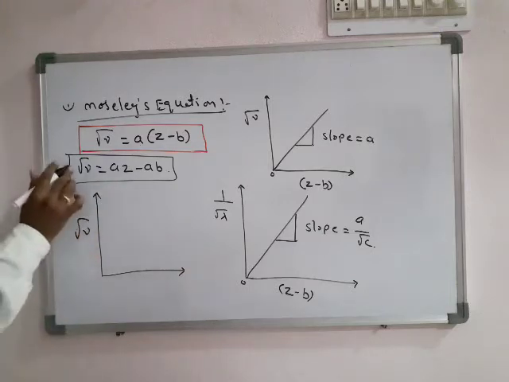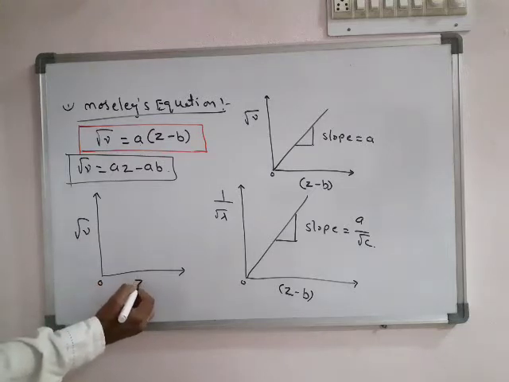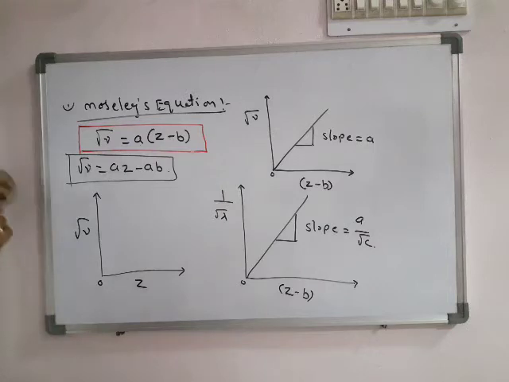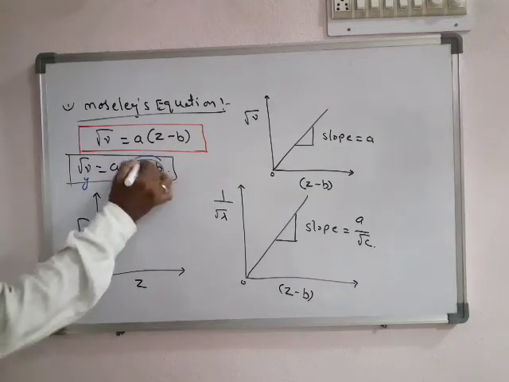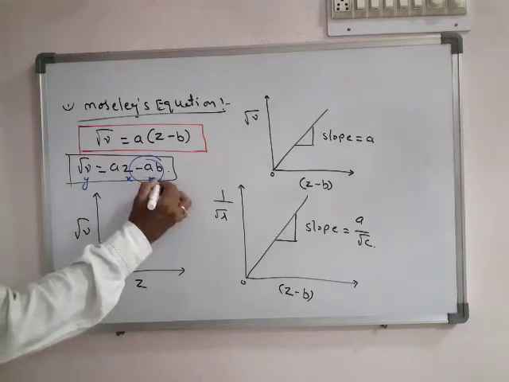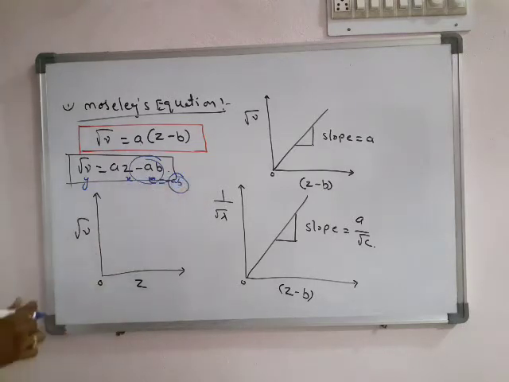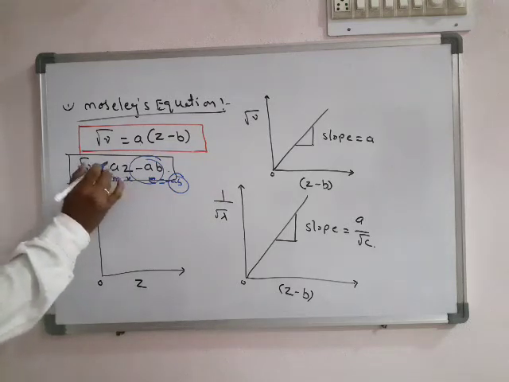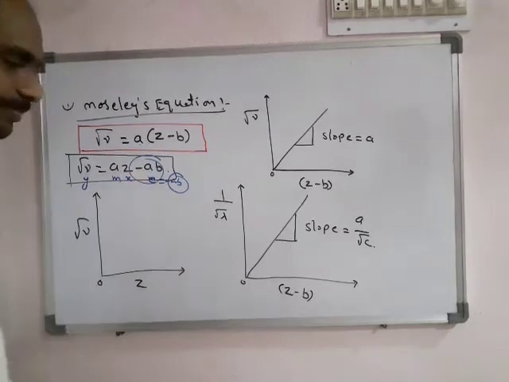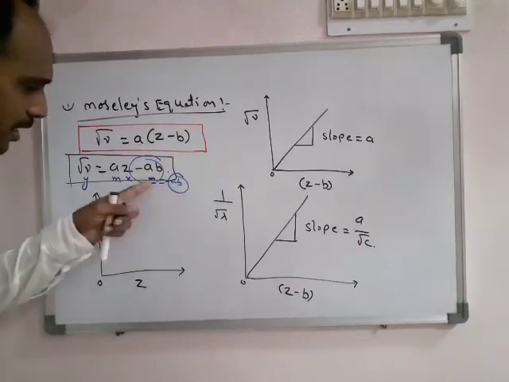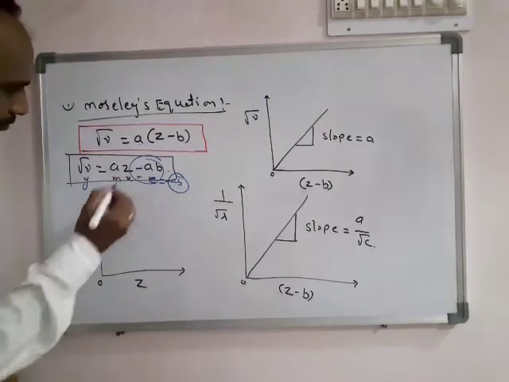See, take root nu on the y-axis and take z on the x-axis. Now what will be its shape? On the y-axis root nu is present, on the x-axis z is present. The remaining part, in the place of c, is minus ab. In the place of m, a is present. Means it is just like y is equal to mx minus c. Obviously here c is equal to minus b. Nothing but it is just like y is equal to mx minus c.